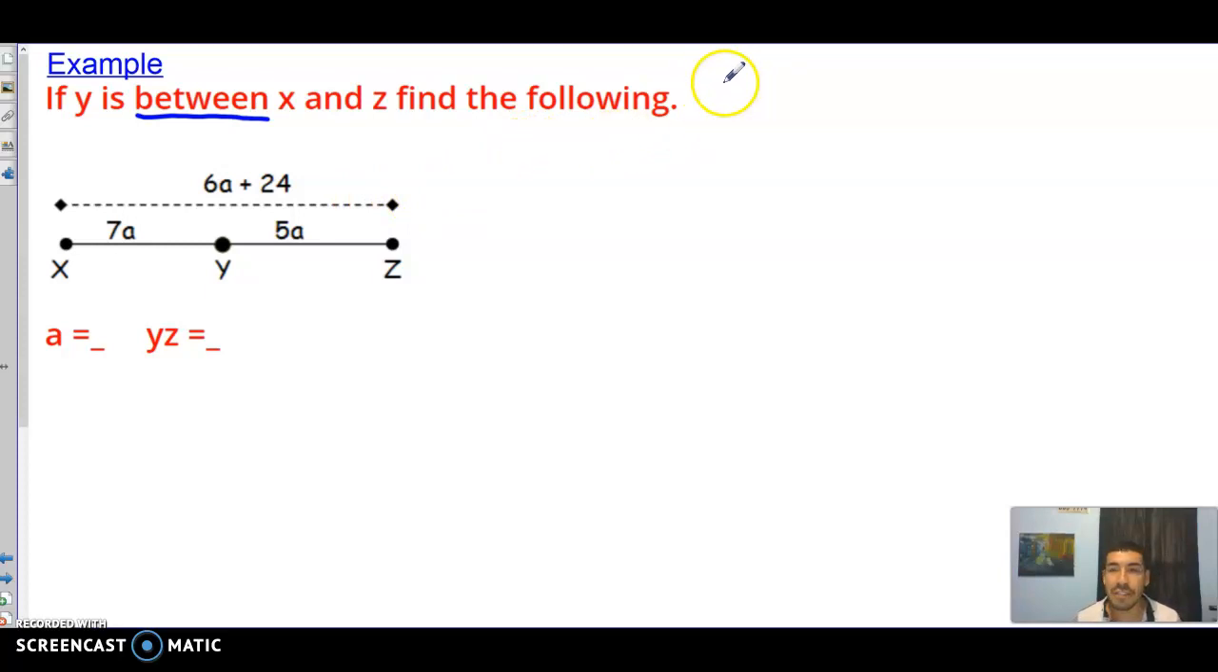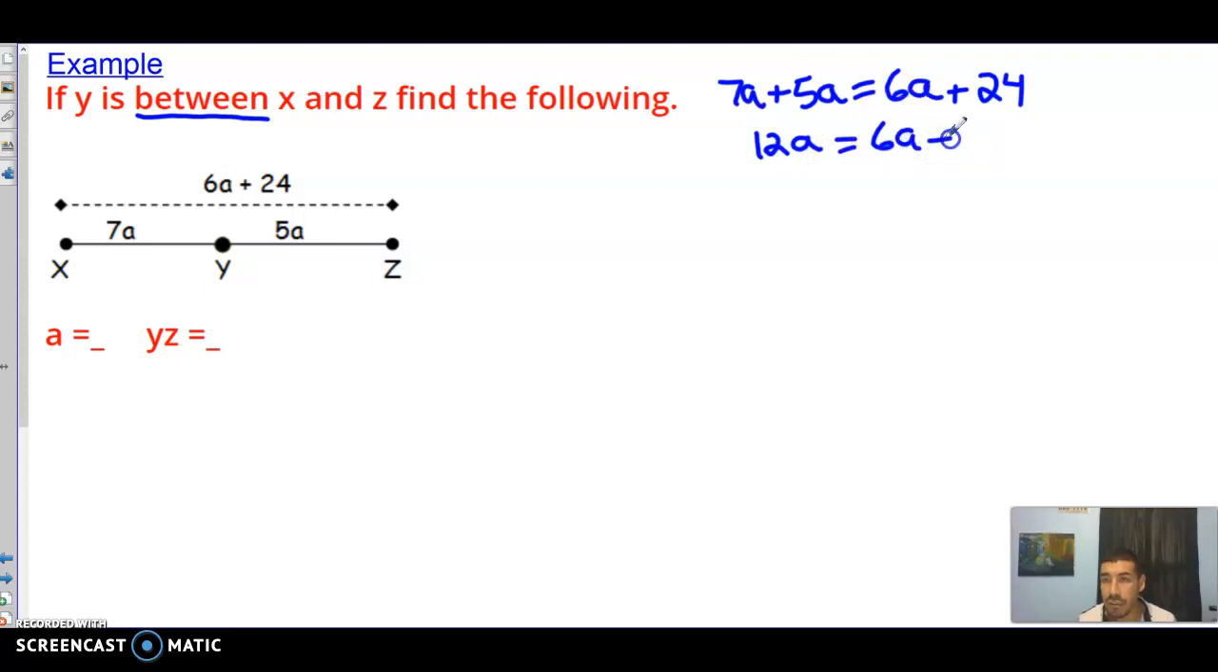Okay, let's begin with the left. 7a plus the right, which is 5a, equals the entire segment, which is 6a plus 24. This is called segment addition because we're adding the left plus the right and equaling to the entire thing. So now let's go ahead and combine. 7 plus 5, that would be 7, 8, 9, 10, 11, 12. So here we have 12a equals, bring down the 6a plus 24.